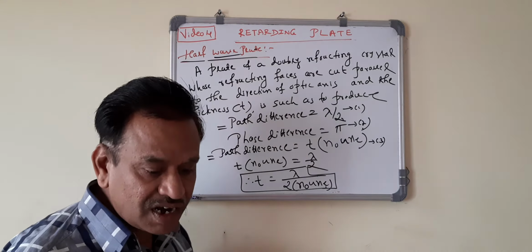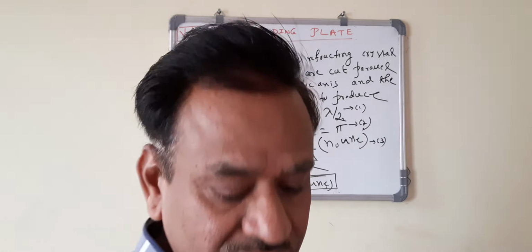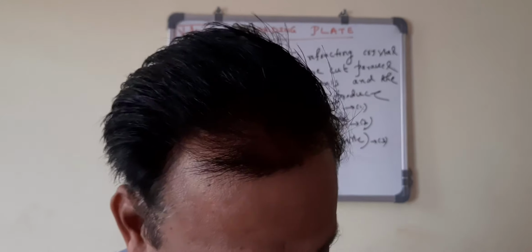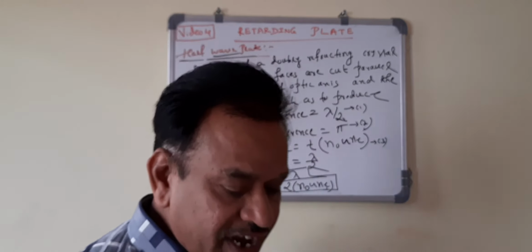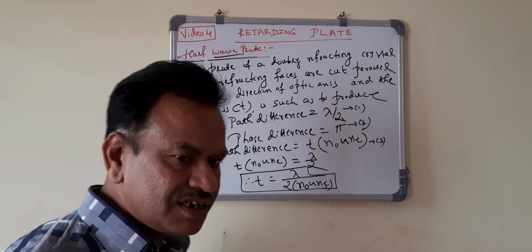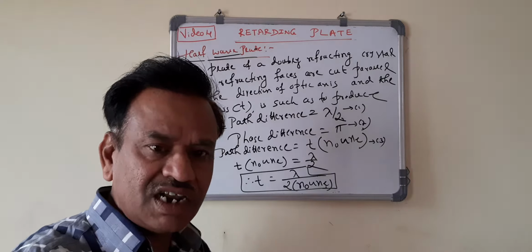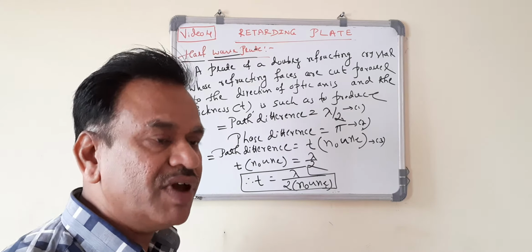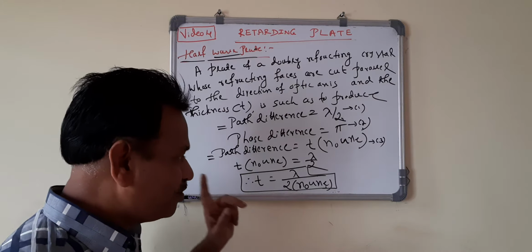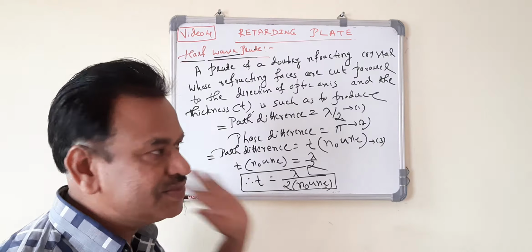What are retarding plates? They also ask this question. Retarding plates are the ones which produce the path difference and phase difference between the ordinary and extraordinary rays. That is the general definition. Under that, we classify them into two types: one is the half-wave plate and another is the quarter-wave plate. In the quarter-wave plate, we write lambda by 4. That is the only difference; the rest of the things are the same.